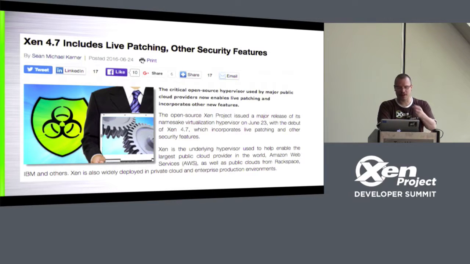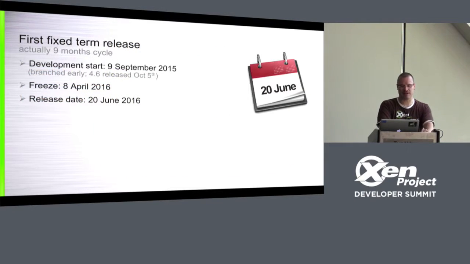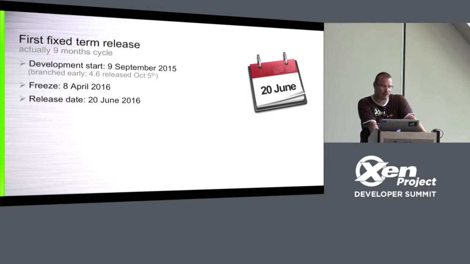So let's talk a little bit about Xen 4.7. Xen 4.7 was the first of our fixed term release cycle, but it wasn't a 6 month release, it was actually 9 months. So we started on the 9th of September, and we branched a month earlier, and the freeze date was 8th of April, and the release date was the 20th of June.